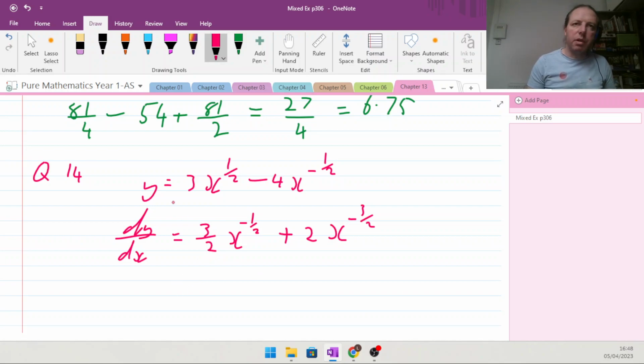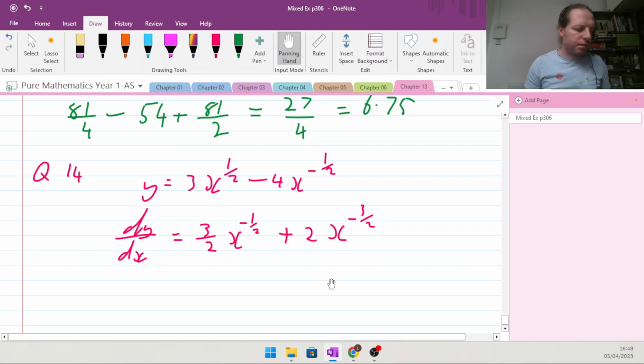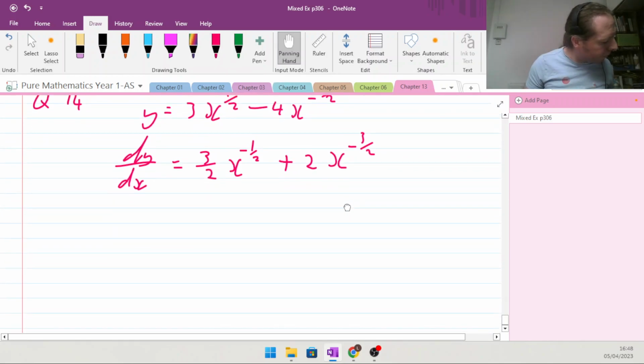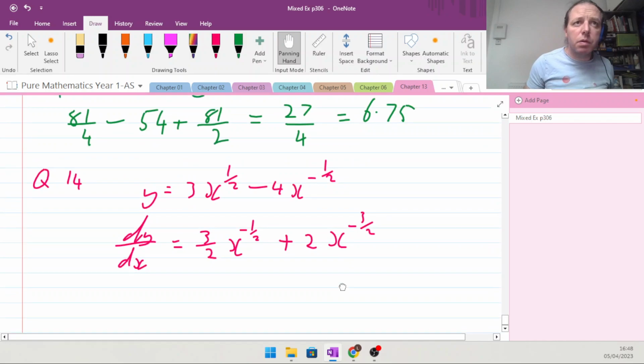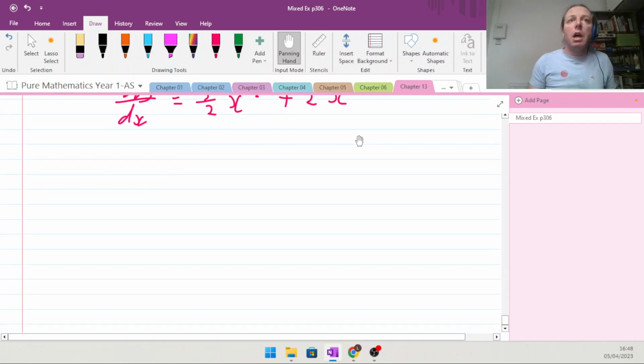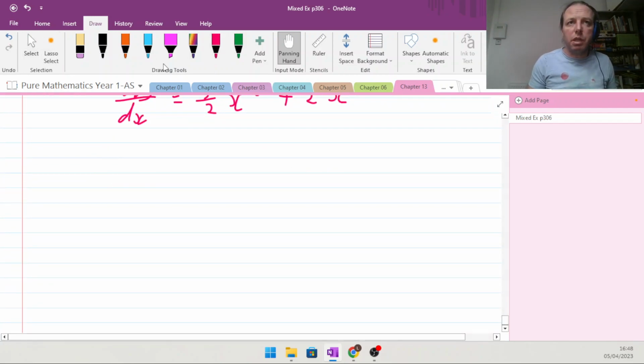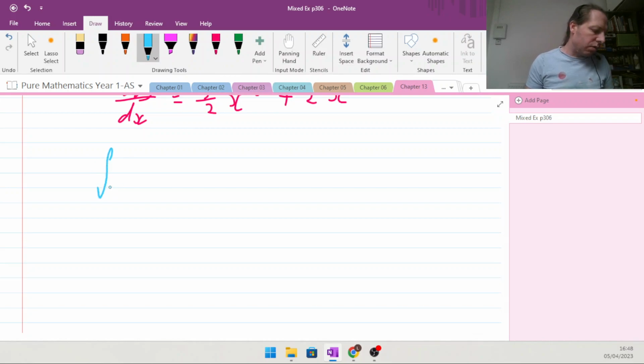And also they want us to find, what's this one we're doing? 14. 3 over 2 x to the half and 2 x to the minus 3 over 2. Yeah, okay, that's grand. And then they also want us to do the integral of y. So the integral of 3x to the half minus 4x to the minus a half.